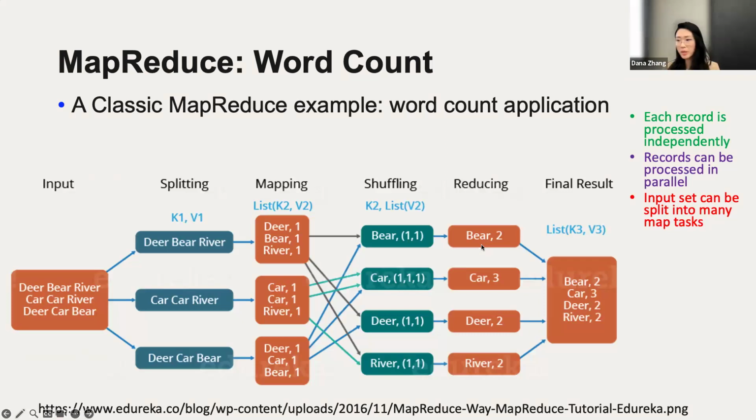Okay. Is this making sense? Yes. Why do we need to do shuffling? Why do we need to run the reducing directly from that?